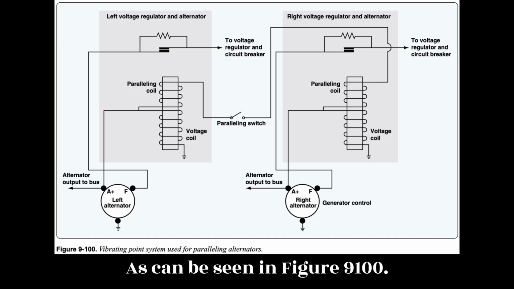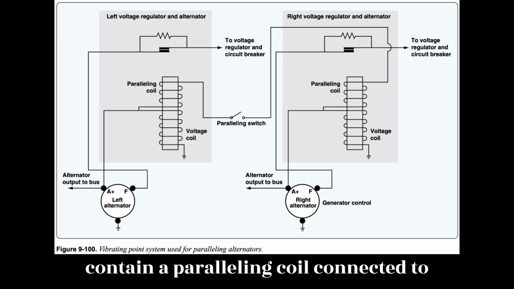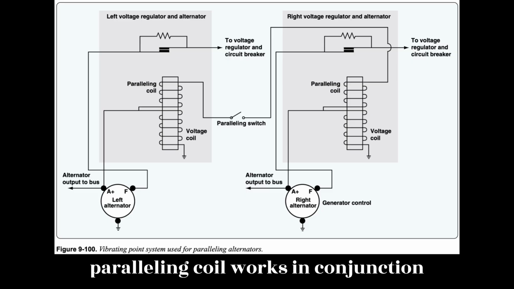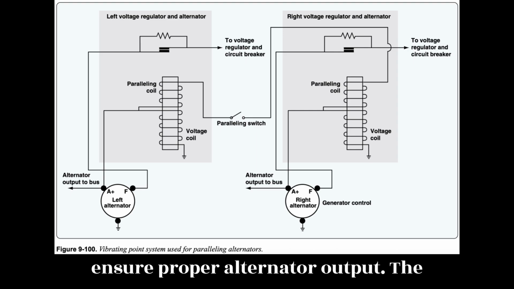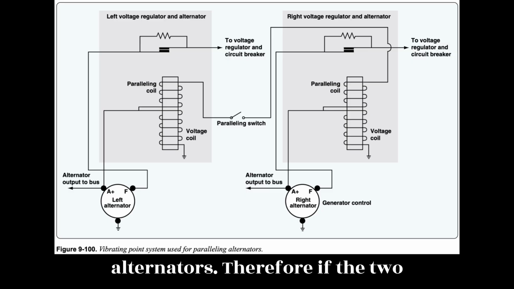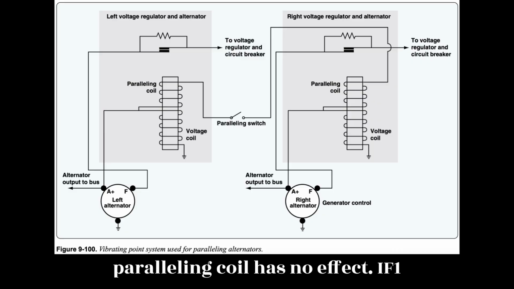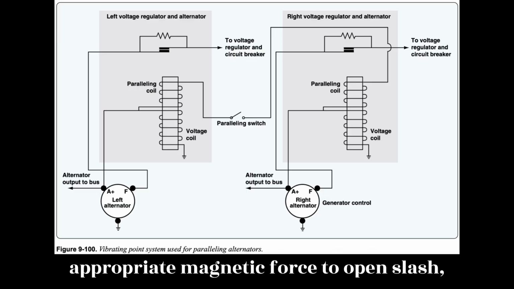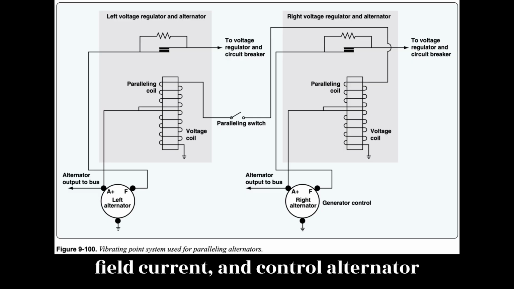As can be seen in Figure 9.100, both left and right voltage regulators contain a paralleling coil connected to the output of each alternator. This paralleling coil works in conjunction with the voltage coil of the regulator to ensure proper alternator output. The paralleling coils are wired in series between the output terminals of both alternators. Therefore, if the two alternators provide equal voltages, the paralleling coil has no effect. If one alternator has a higher voltage output, the paralleling coils create the appropriate magnetic force to open/close the contact points, controlling field current and controlling alternator output.